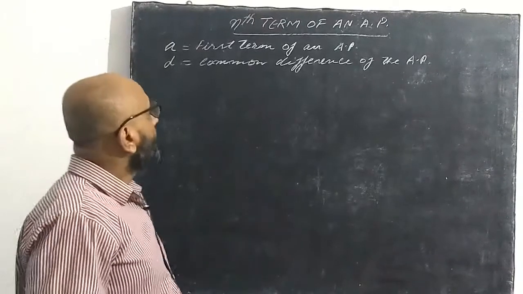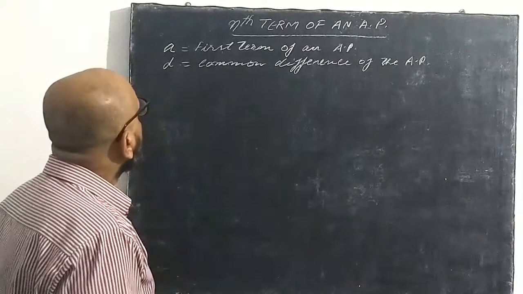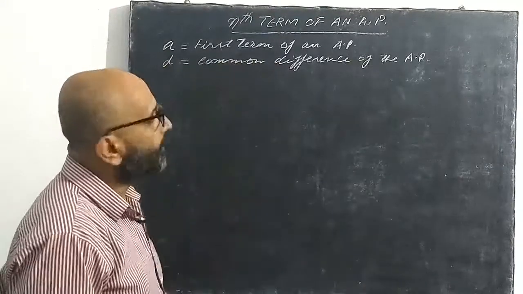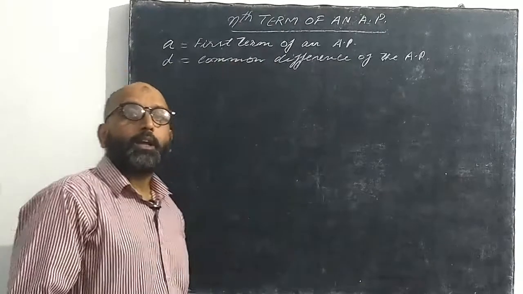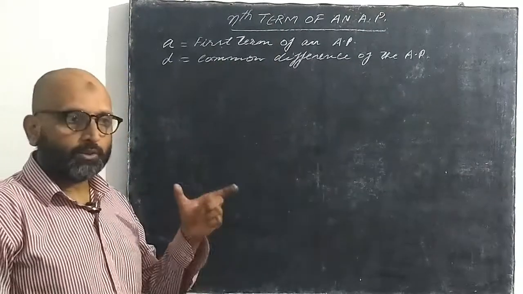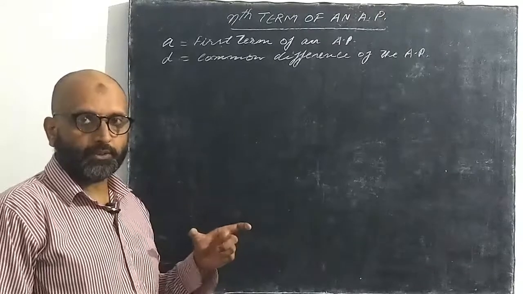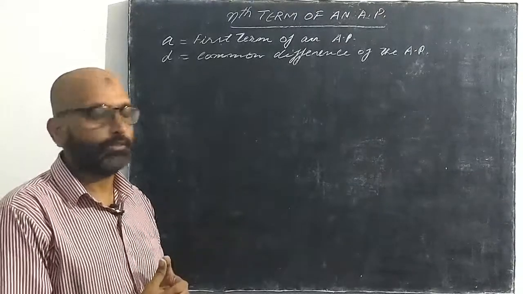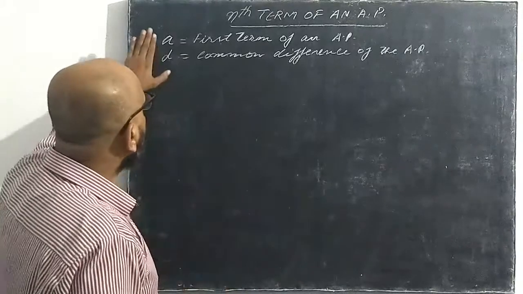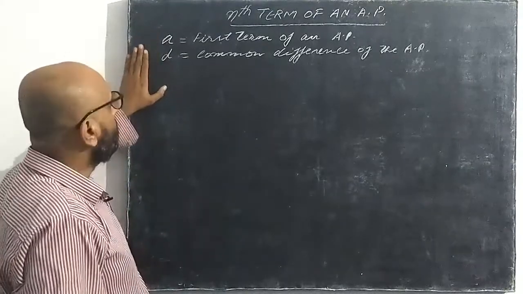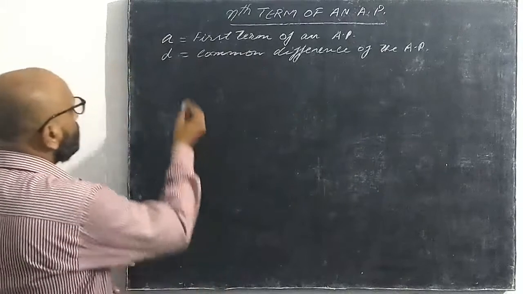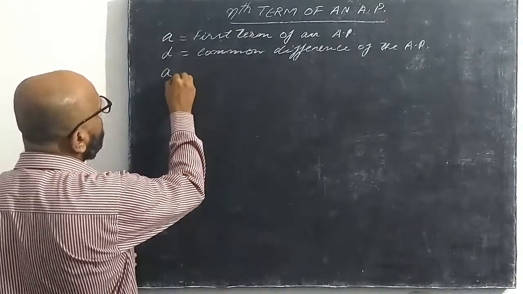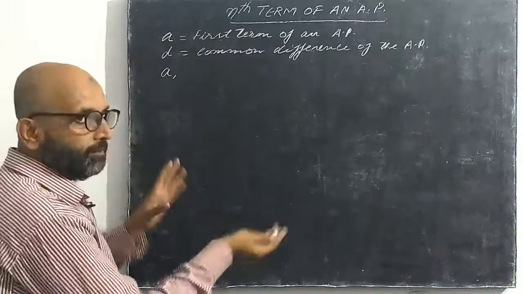Now let's talk about the nth term of an AP. Let A be the first term of an AP and D be the common difference of the AP. What is the common difference? The constant difference between every two consecutive terms is called the common difference. So if an AP has A as the first term and D as the common difference, we know that every term is obtained by adding this common difference to the previous term.